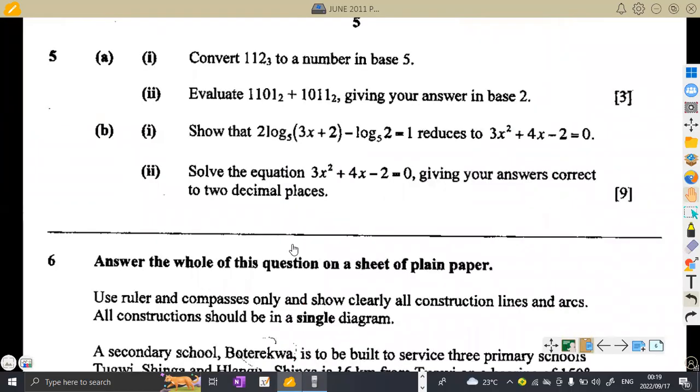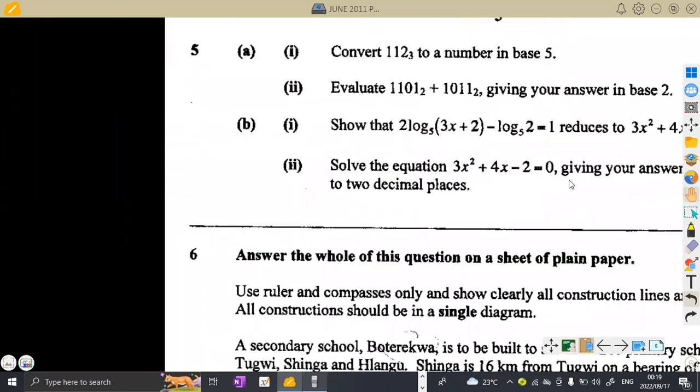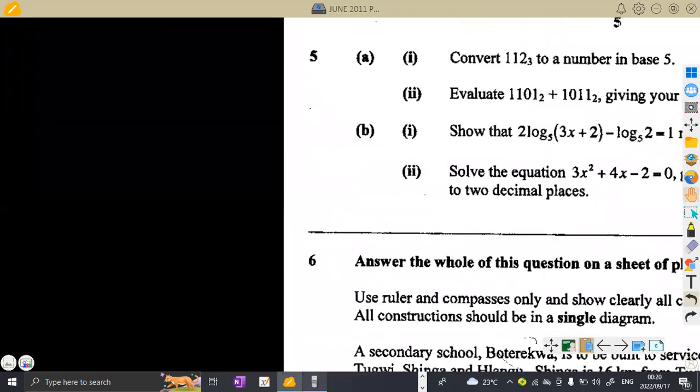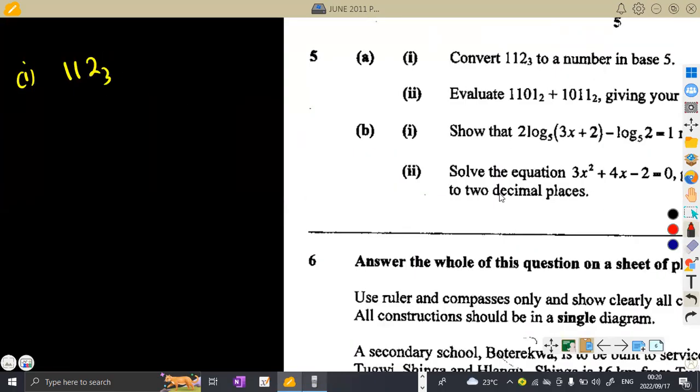Okay, number 5, we're given: convert 112 base 3 to a number in base 5. So remember, to convert to base 5, there are so many ways, but we can just simply convert this to base 10 first. 112 base 3 to base 10. We're going to raise to the power, with base of 3, 3 to the power of 0, to the power of 1, to the power of 2.